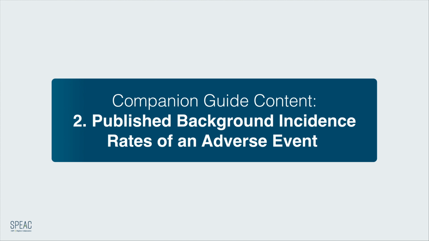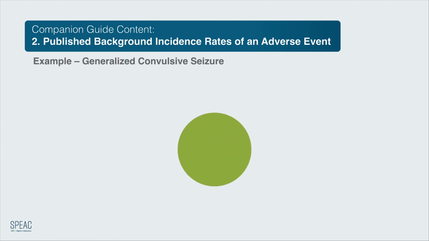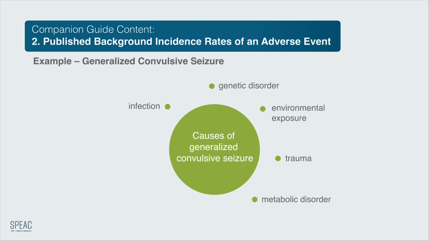Section 2 provides published background incidence. Diseases are often multifactorial, and many events that may be reported after vaccination can also occur without vaccination. Thus, background rates are the incidence rates that would be expected for the event in the absence of vaccination.